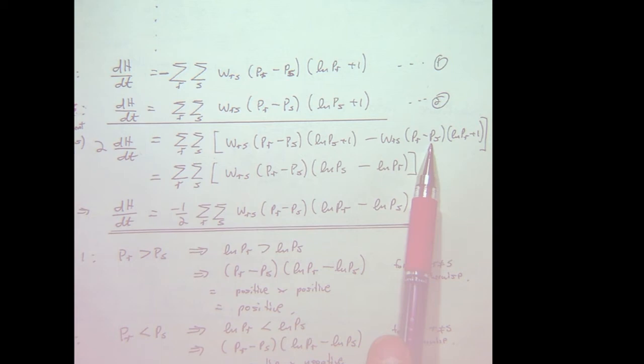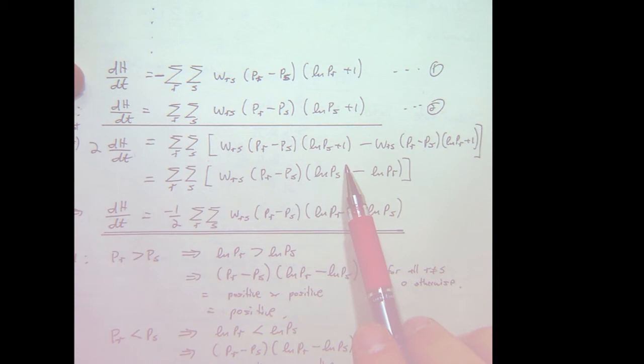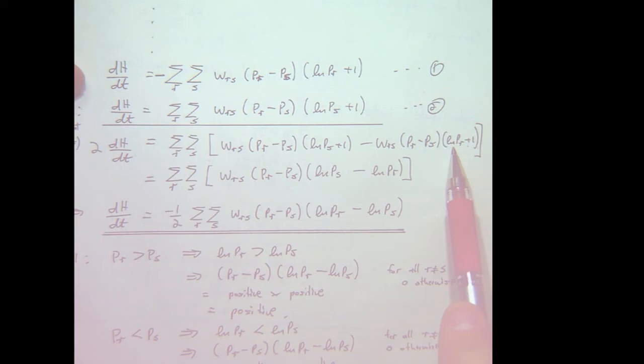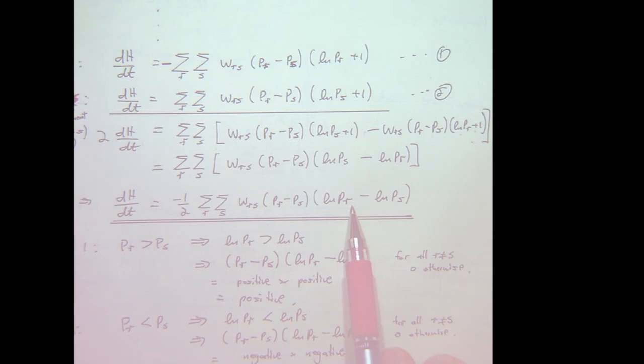But then if you swap, PS plus 1. In fact, the ones cancel out here, and you've got PR WRS (PR minus PS) (LN PS minus LN PR). Okay, that's just that minus sign. And then we want to put a minus sign out there, and have (PR minus PS) times (LN PR minus LN PS).